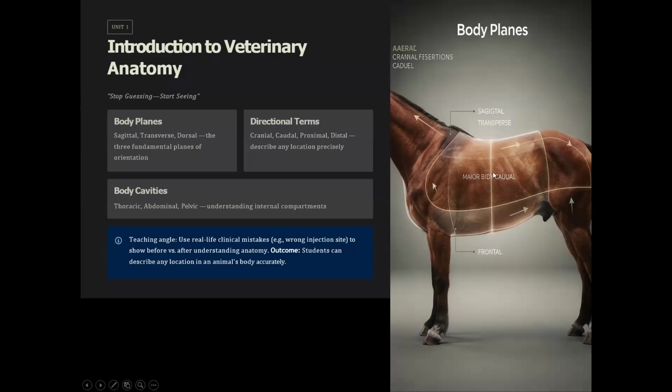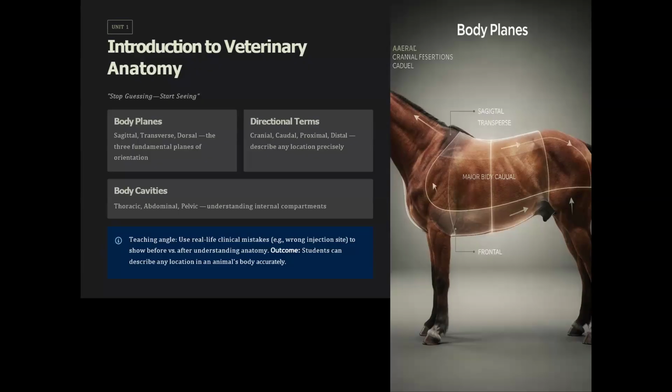So when you hear directional term, anything moving towards a particular region bears that name. So if it's moving towards the head, it's called cranial. The direction is cranially located. Then if it's moving towards the tail, the direction is caudally located. Then when you hear the word proximal and distal, these two are almost the same but opposite.